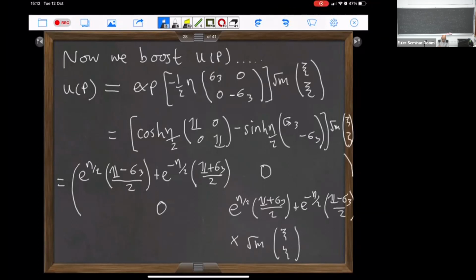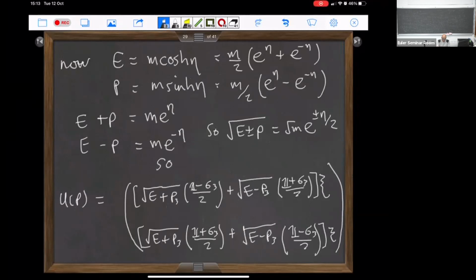And if you work this out, you can write that as a hyperbolic cosine term and a hyperbolic sine term. Then you can rearrange these in the way that I've done here. So in this last line, I've written it out more explicitly as a 4x4 diagonal block matrix. And now all we have to do is convert the exponential factors into the energy and momentum of the particle.